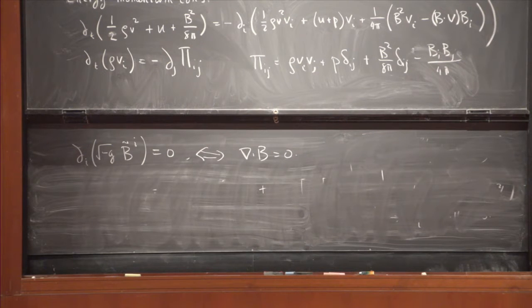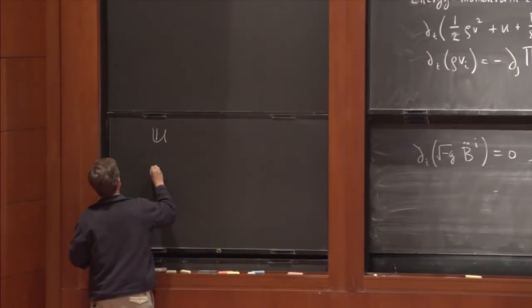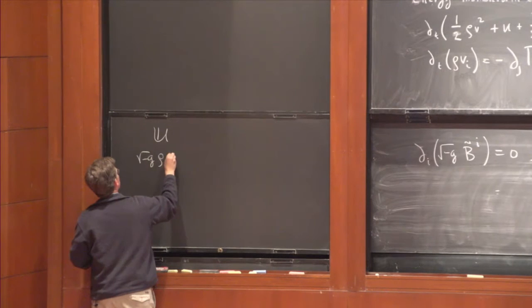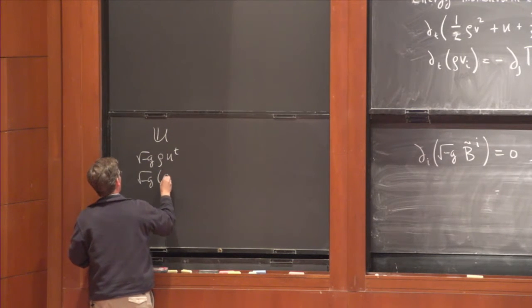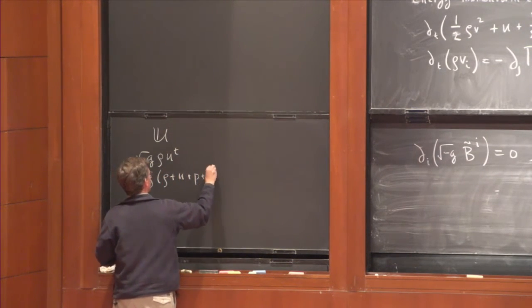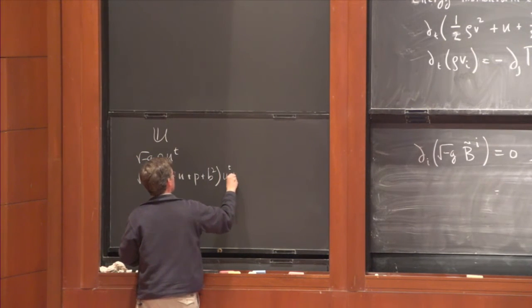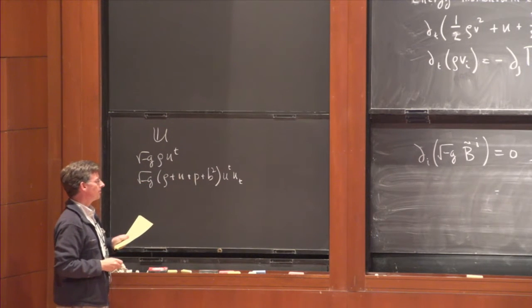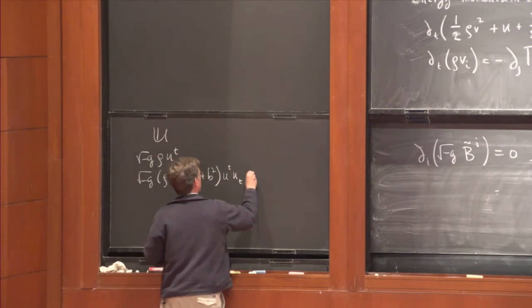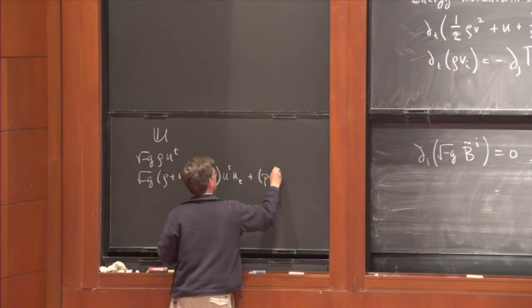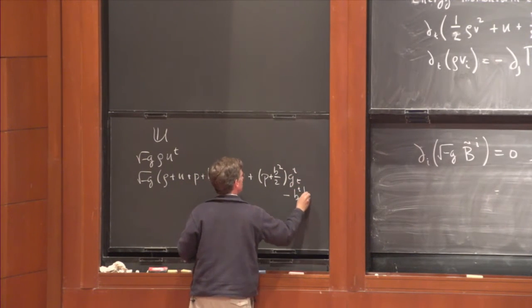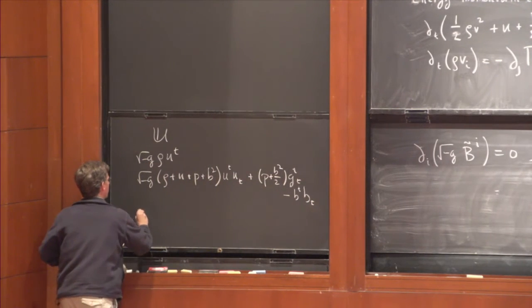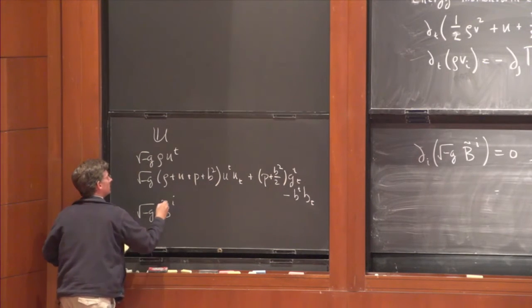Okay. So when we evolve these in time, we have to evolve the conserved variables, which again are root minus g rho u^t for the density, root minus g (rho plus u plus p plus b squared) u^t for the energy and momentum, plus (p plus b squared over 2) g^tt minus b^t for the energy and momentum, and then for the magnetic field, root minus g b tilde.